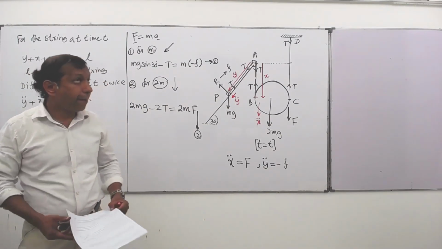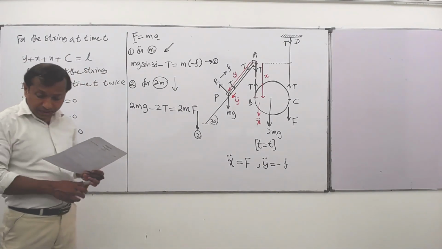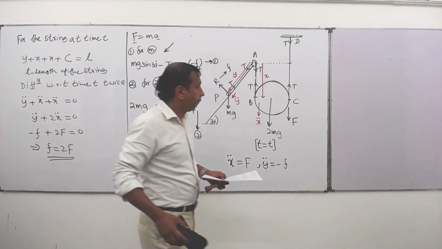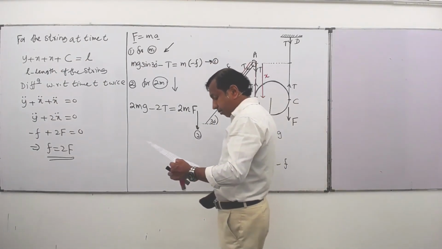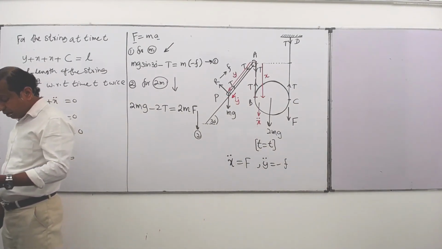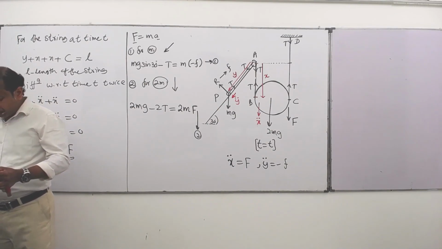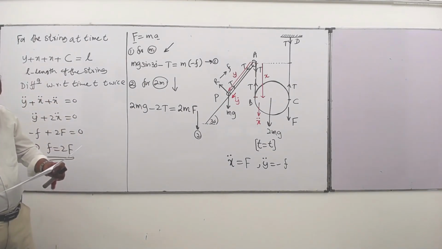Number 9. In the usual notation, minus i plus 2j and 2 alpha i plus alpha j be the position vectors of two points A and B respectively with respect to a fixed origin O.